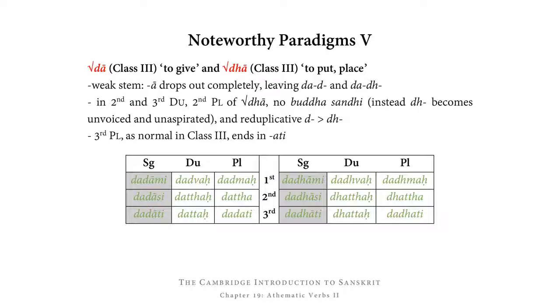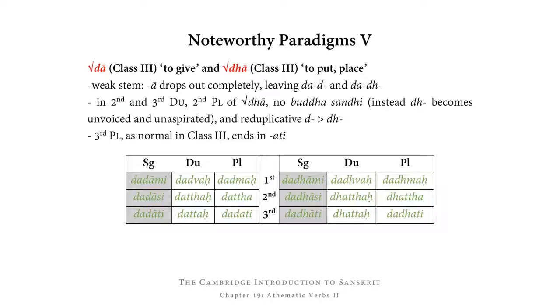But to cut a long story short, we do not get buddha sandhi. Instead, the d loses both its voice and its aspiration and therefore changes into t. And then, as a further snag, the reduplicative d, so the d at the beginning of the reduplicative syllable, actually becomes aspirated. So instead of d, we have dh.